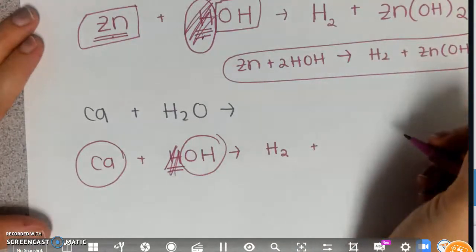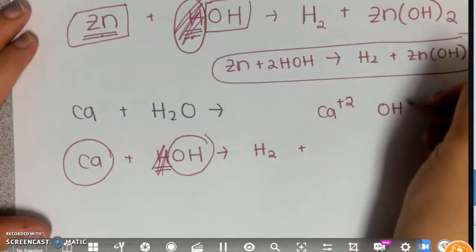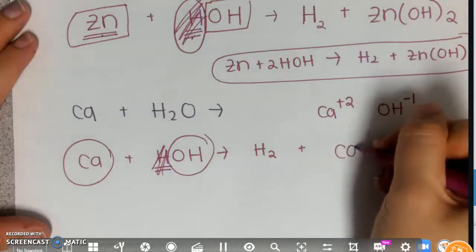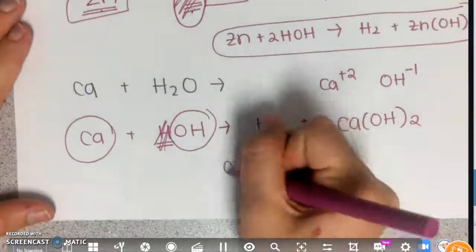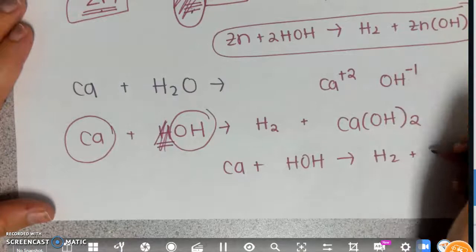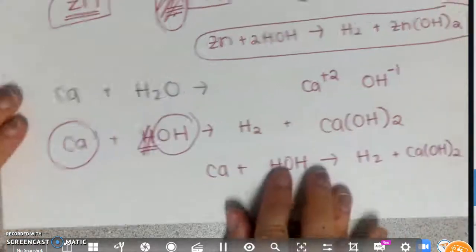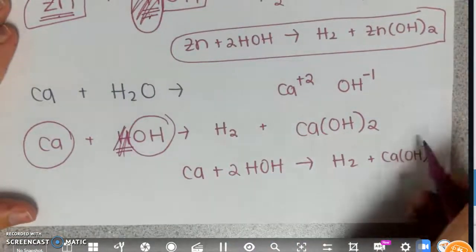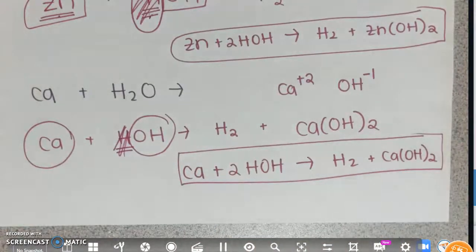Now, you got to make sure you pay attention to your charges. Calcium is a positive 2. OH, hydroxide, is a negative 1. So that is Ca(OH)2. And let me rewrite this nicer without circles and X's. So it should really be calcium plus HOH makes H2 plus Ca(OH)2. And then we balance this by putting a 2 in front of the water. So those are the 3 types of single replacement reactions you'll see: metals, nonmetals, water.